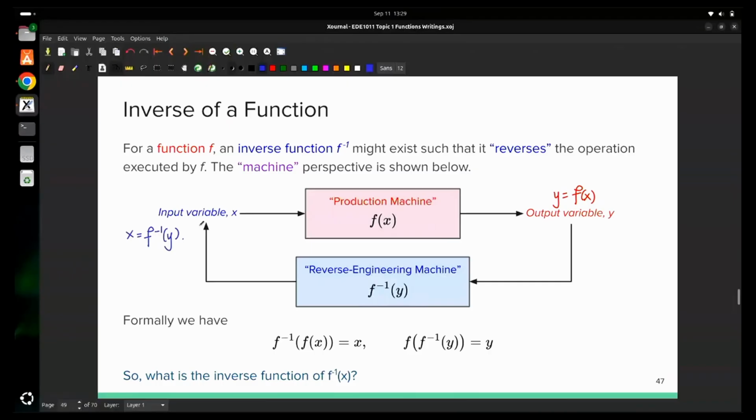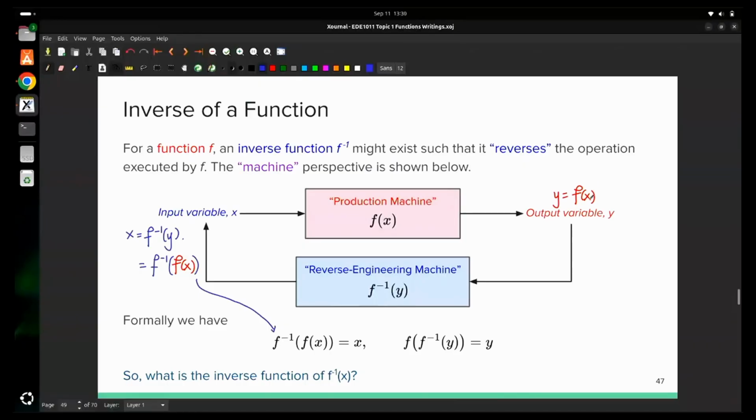Why? Because the y just fits in this guy. So isn't this x, f inverse of f of x? So f inverse of f of x, obviously you must get back x. Why? Because it's like you do nothing. You produce already, then you feed into the reverse engineering machine to get back x. So it's like you do nothing. Maybe you are testing your machines, that's all.